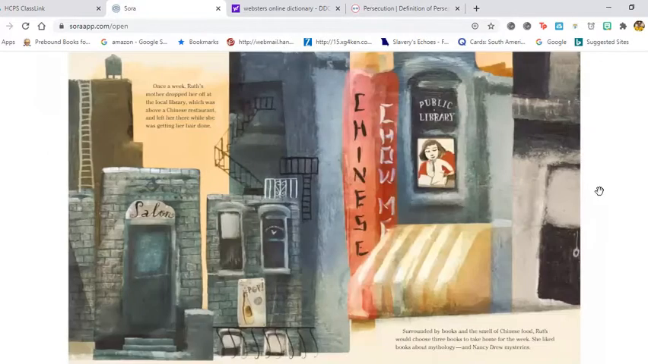Beautiful illustrations. Once a week, Ruth's mother dropped her off at the local library, which was above a Chinese restaurant, and left her there while she was getting her hair done. There's her in the little window. Surrounded by books and the smell of Chinese food, Ruth would choose 3 books to take home for the week. She liked books about mythology and the Nancy Drew series.